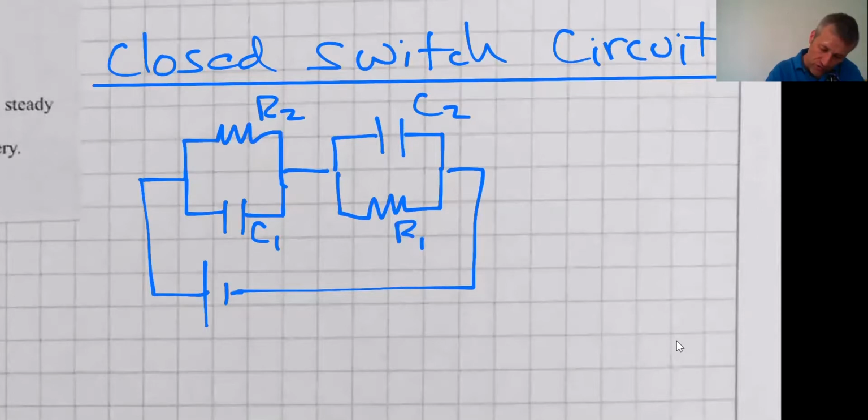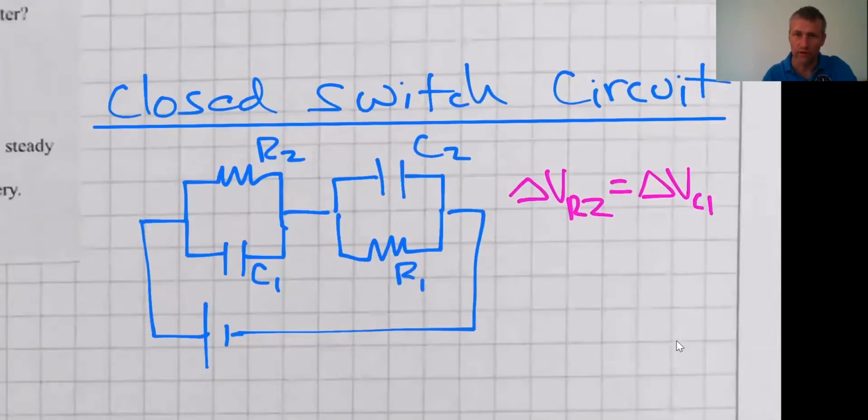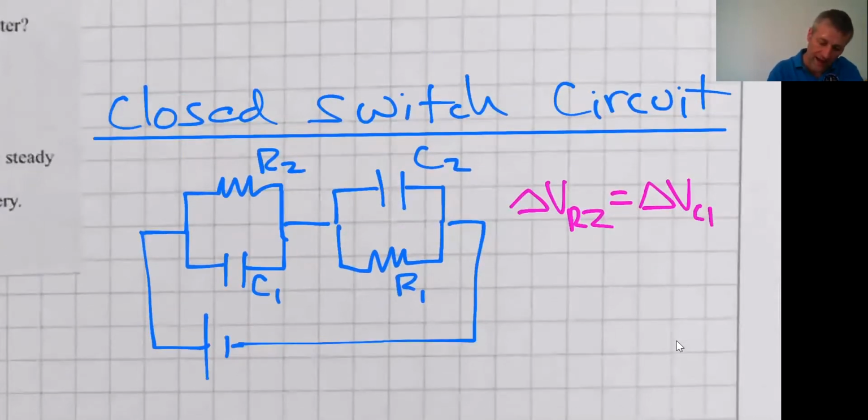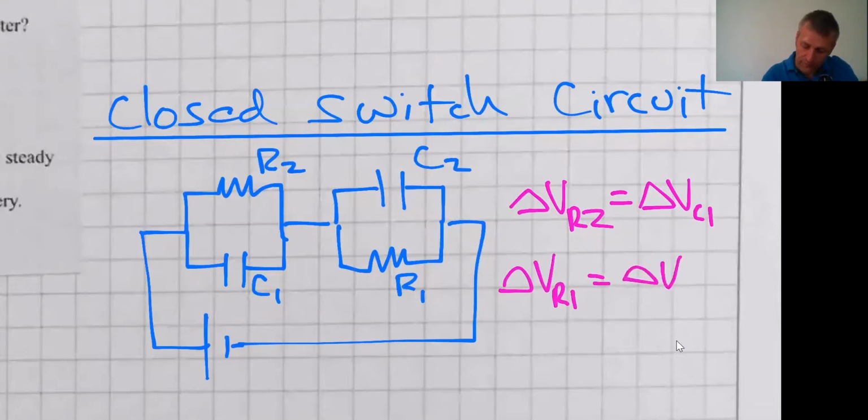The voltage drop across R2 is going to equal the voltage drop across C1. Right? That has to be the case because, look, they're directly connected by a wire here. Anything that's connected by a piece of metal is at the same voltage. So this side of the resistor is at the same voltage as this side of the capacitor, and same with the other side. And that is also true of our second pair over on the right. Delta V R1 equals delta V C2.